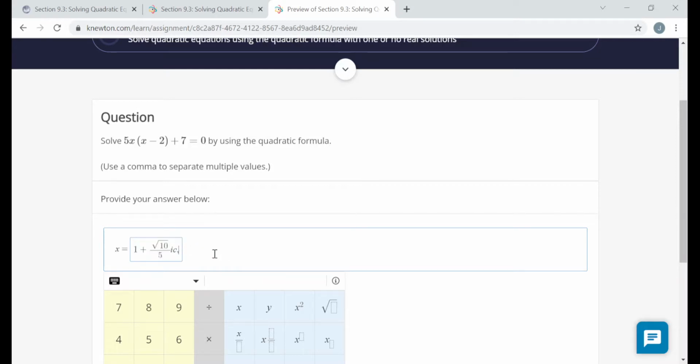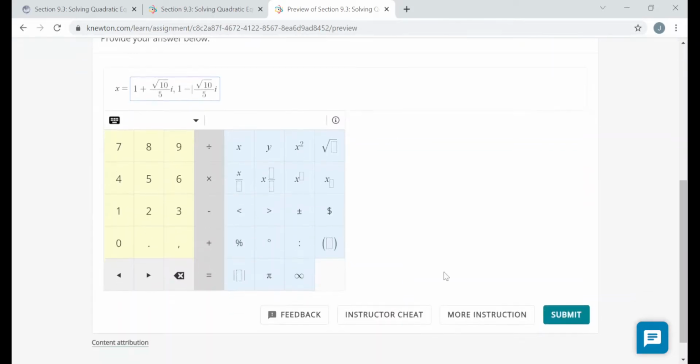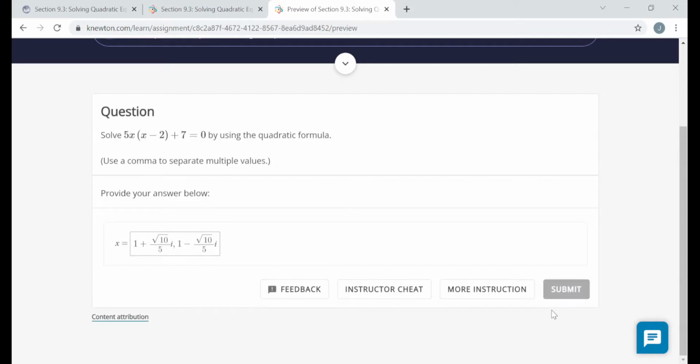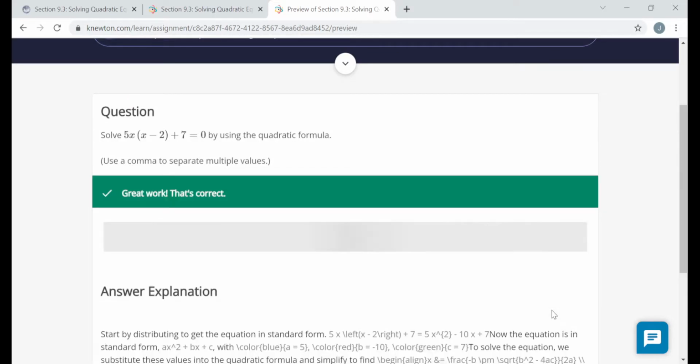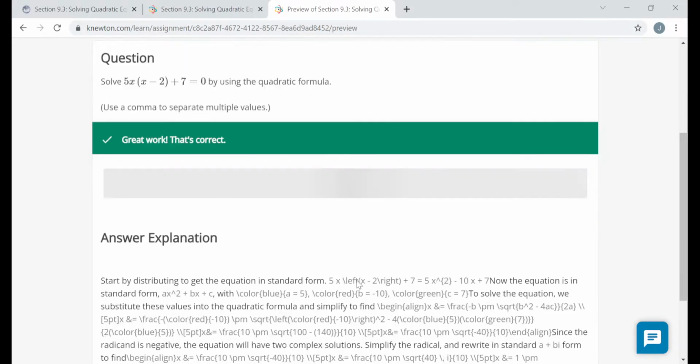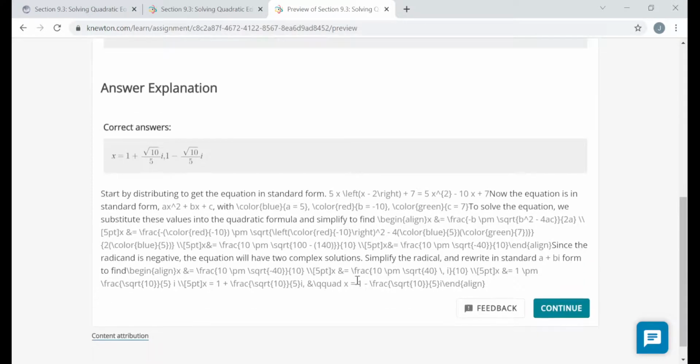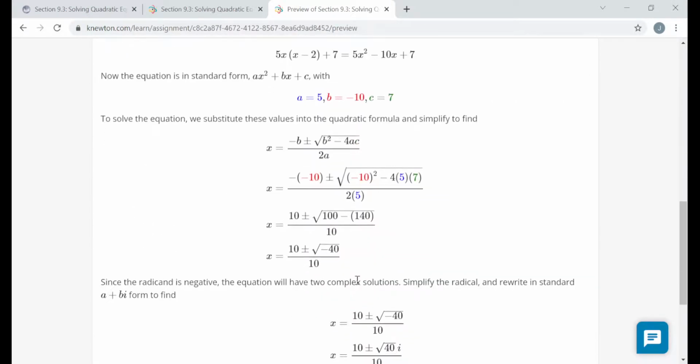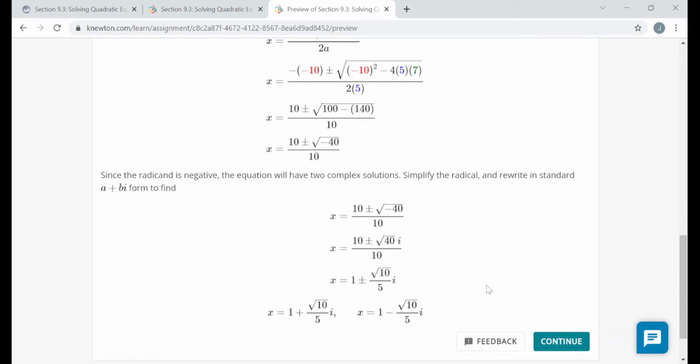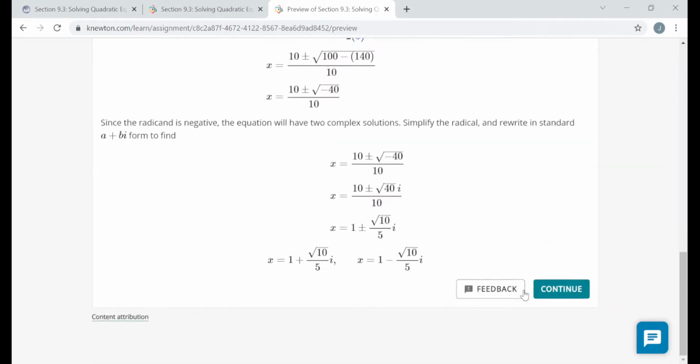Comma, oops, I need a comma, and then 1 minus square root of 10 over 5 times i. Great. And once again, please read through the answer explanations. Wonderful. All right, next question.